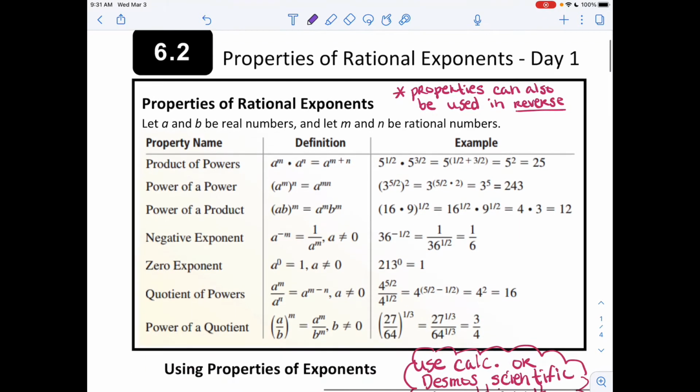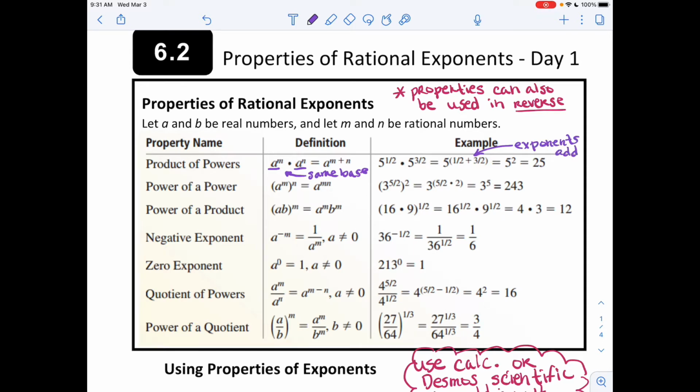So our first property that we'll talk about is the product of powers. So we'll do this property whenever we are multiplying two things together, and notice that these two things have the same base. So they both have a base of A. And so we will use this property when we have the same base, but we have different exponents on it. And what this property says is that when we have that same base, our exponents are going to add.